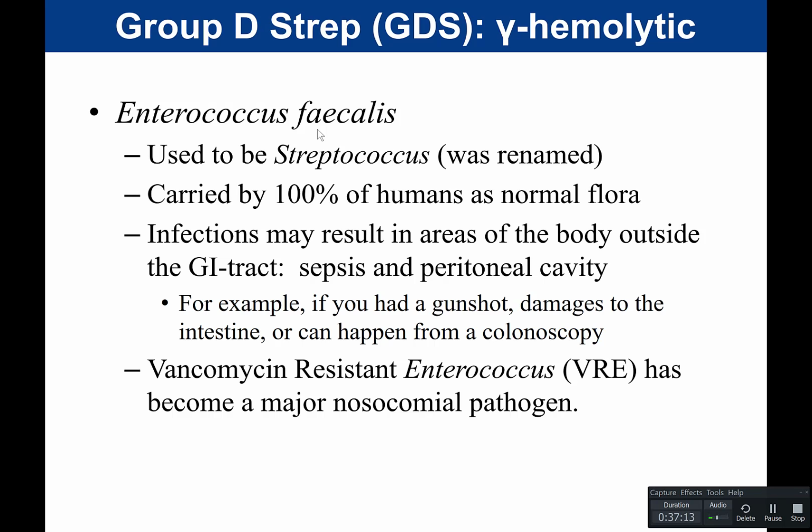VRE, vancomycin-resistant enterococcus, a major nosocomial pathogen, meaning you go to the hospital for something else and you might leave with this type of antibiotic-resistant infection. And so again, you don't have to know all the details of this, but you do want to know that it's found normally in the gut and it becomes problematic if it gets out of the gut.